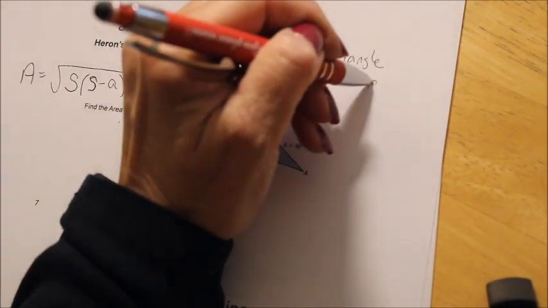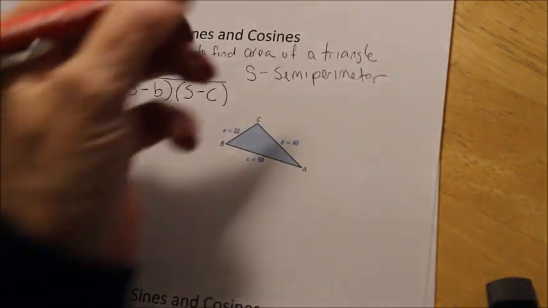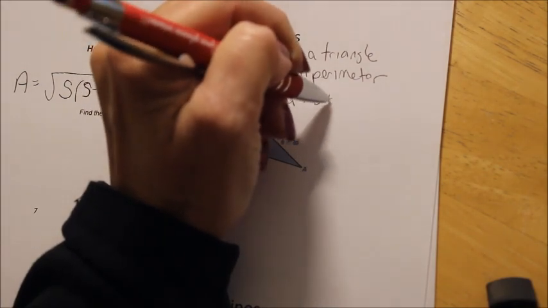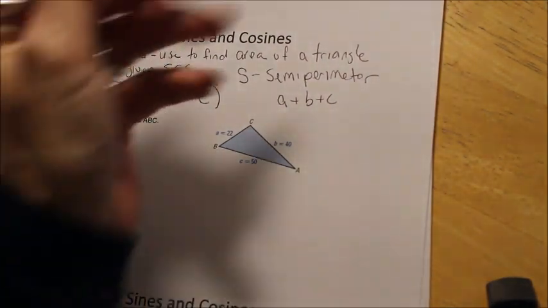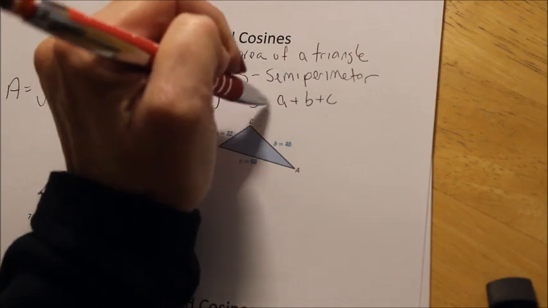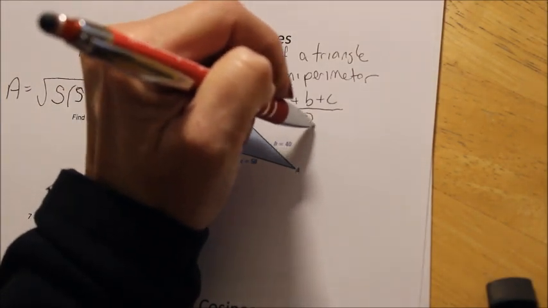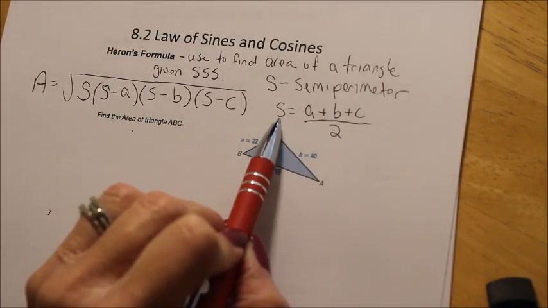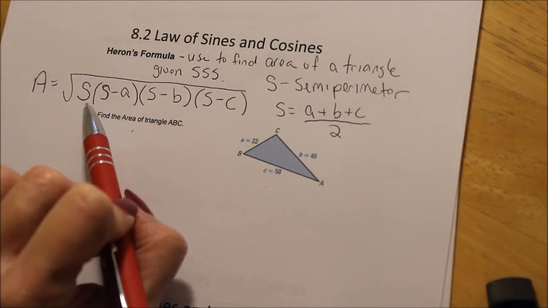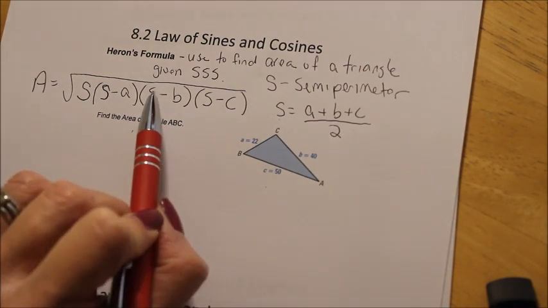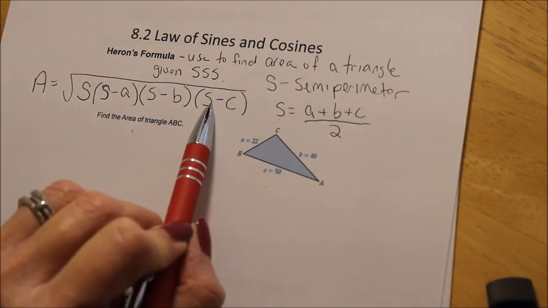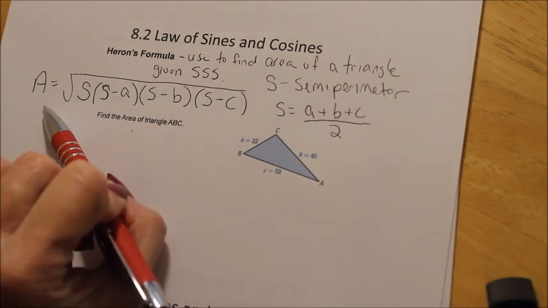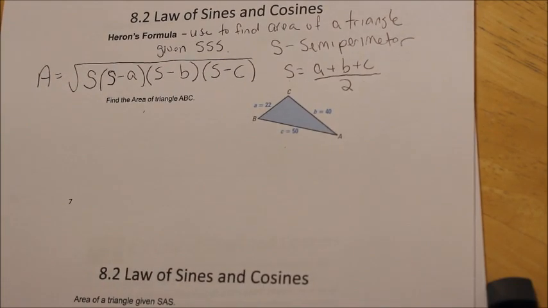And what the semi-perimeter is, is taking all three sides and adding them together. So like perimeter is distance around, right? Then you take that number and divide it by 2. That's what your S is. So first you would find your semi-perimeter, and then you would go back in, plug it in, minus the first side, minus the second side, minus the third side, multiply all those numbers together, take the square root, and that's your area.